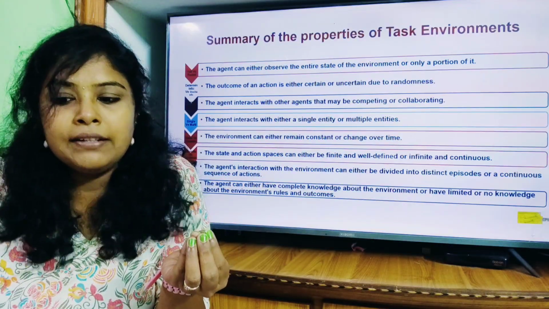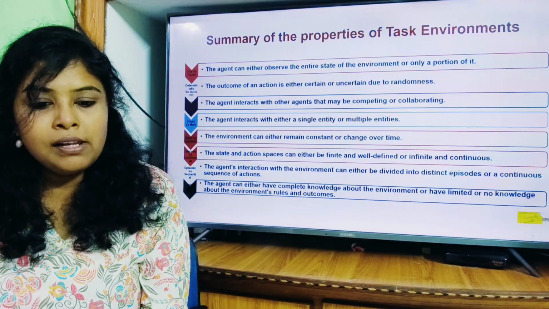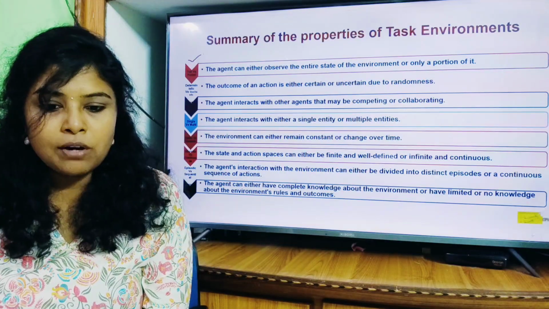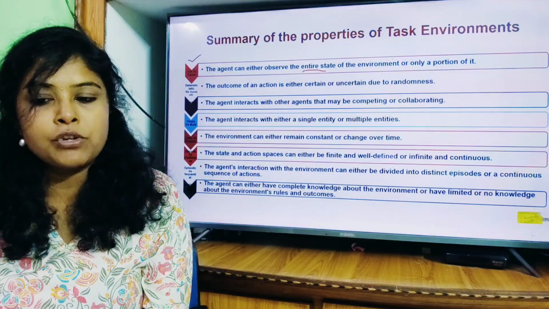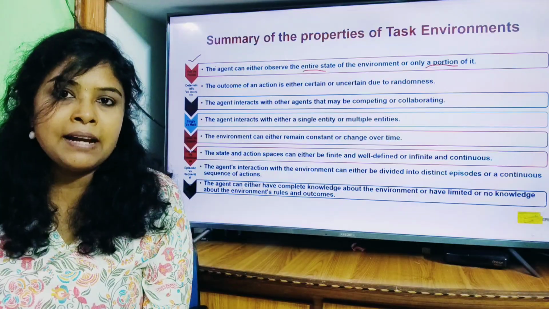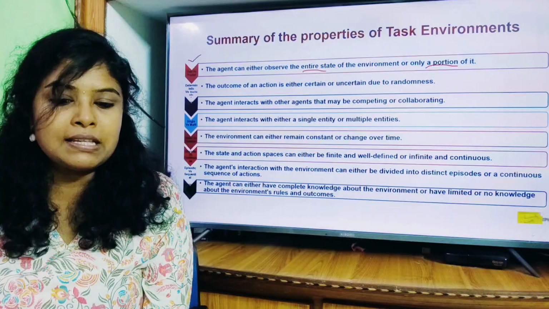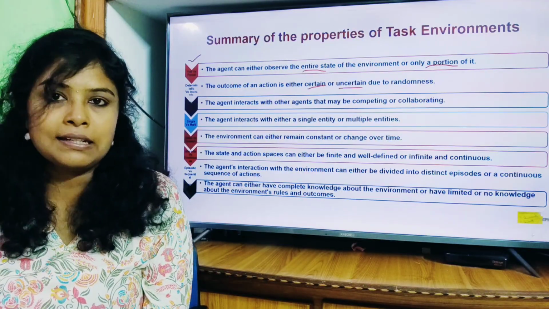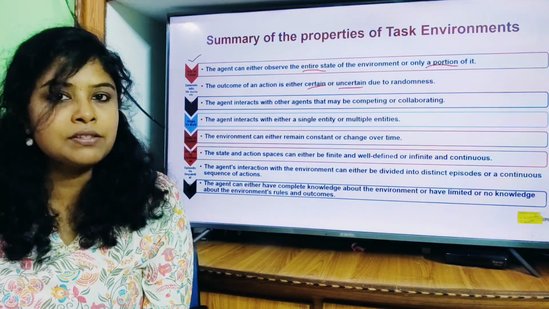So, what are the different task environments which we have seen today? We have seen full versus partial, that is fully observable environment and partially observable environment. Whether the agent can observe the entire state or only a portion of it. Depending on that, we will say it as fully observable and partially observable. Coming to the next one, which is deterministic versus stochastic, the outcome of the action is either certain or uncertain. That is, if it has randomness in the next state, then we will call it stochastic.